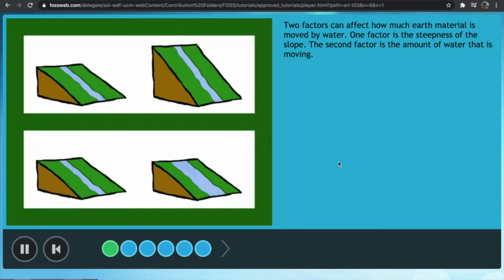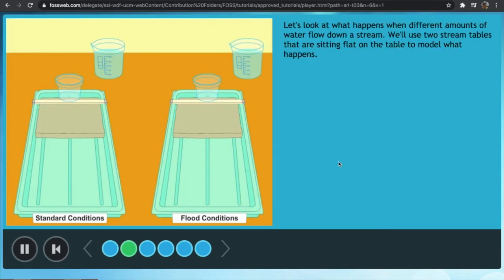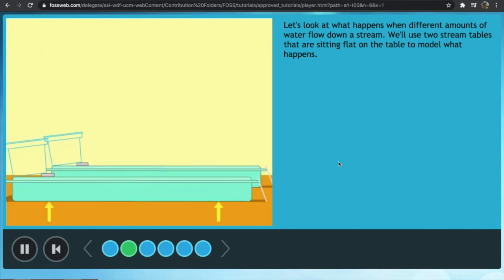Two factors can affect how much earth material is moved by water. The second factor is the amount of water that is moving. Let's look at what happens when different amounts of water flow down a stream. We'll use two stream tables that are sitting flat on the table to model what happens.